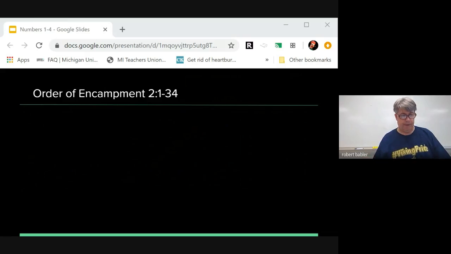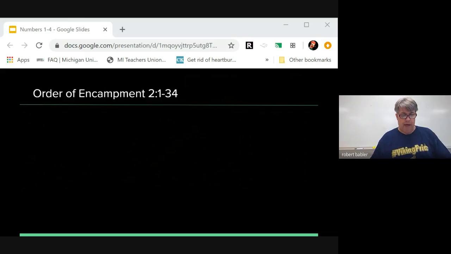I'm sorry, I got a little distracted there. Judah's military divisions will camp on the east side toward the sunrise under their banner. The leader of the descendants of Judah is Nahshon, son of Amminadab. His military division numbers 74,600. The tribe of Issachar will camp next to it, et cetera, et cetera.